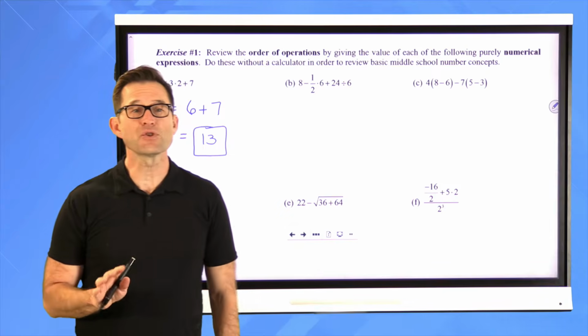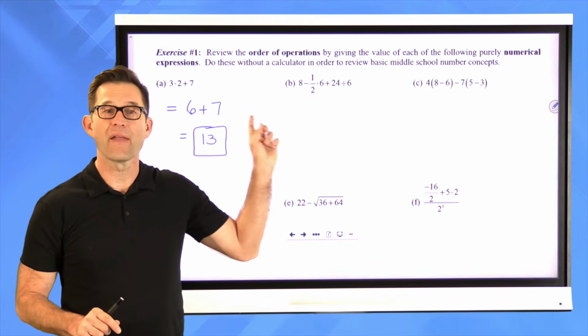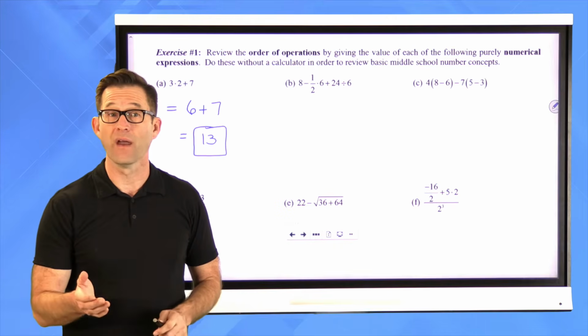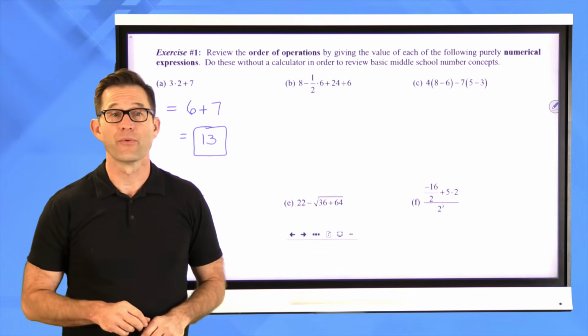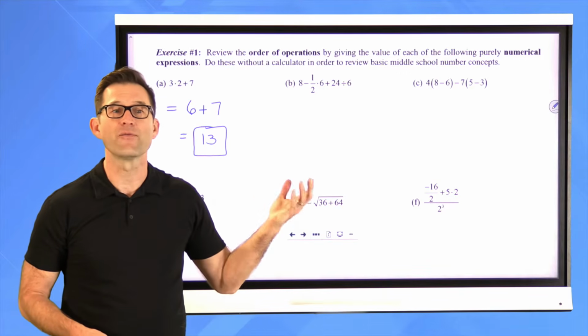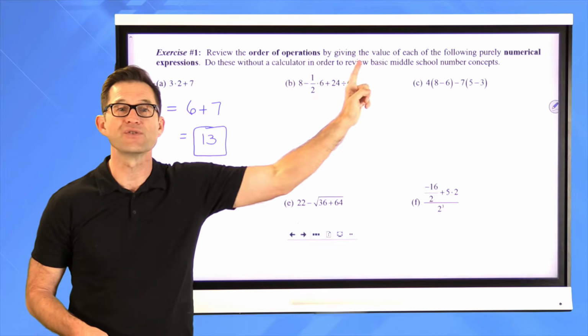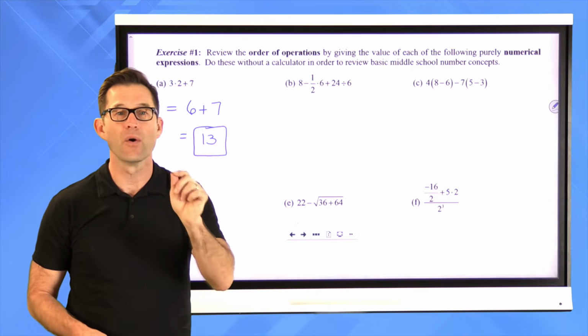And that is exceptionally important because if we look at this and interpret it as, well, I'm going to add the 2 and the 7 first, which would give me 9, and then multiply by 3, which would give me 27, I'm going to get an entirely different numerical result. That's where this order of operations is so key. We have to know how to do it.